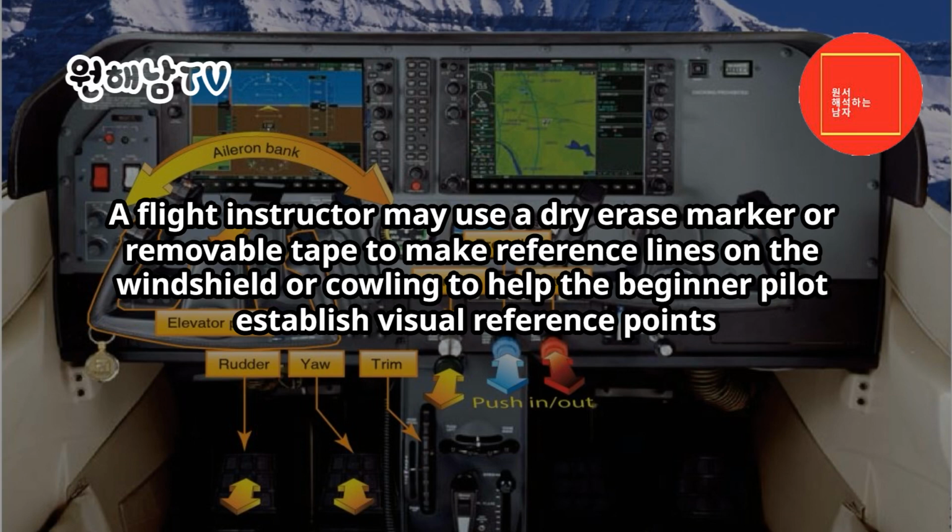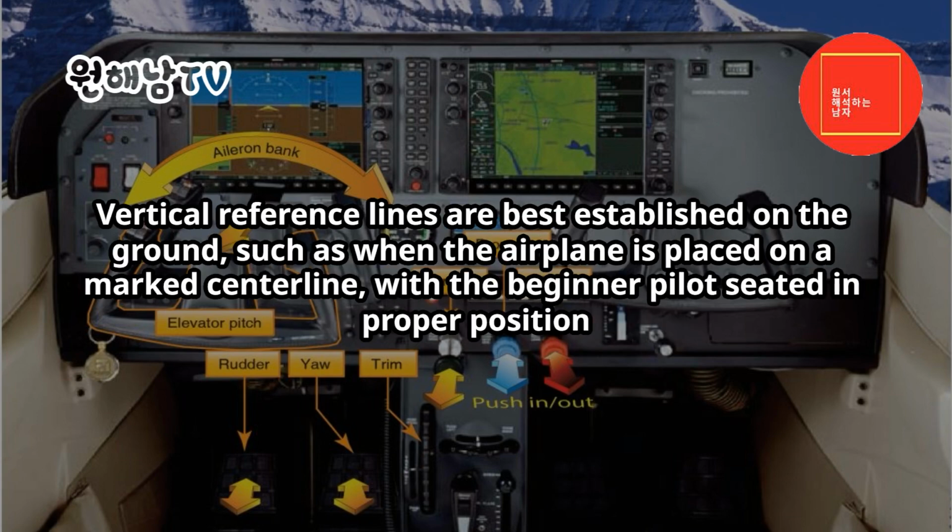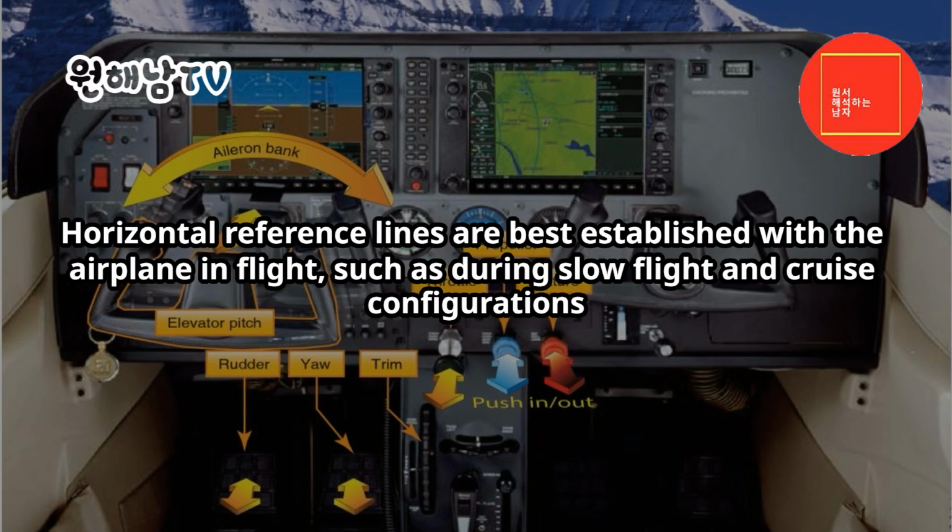A flight instructor may use a dry erase marker or removable tape to make reference lines on the windshield or cowling to help the beginner pilot establish visual reference points. Vertical reference lines are best established on the ground, such as when the airplane is placed on a marked centerline, with the beginner pilot seated in proper position. Horizontal reference lines are best established with the airplane in flight, such as during slow flight and cruise configurations.